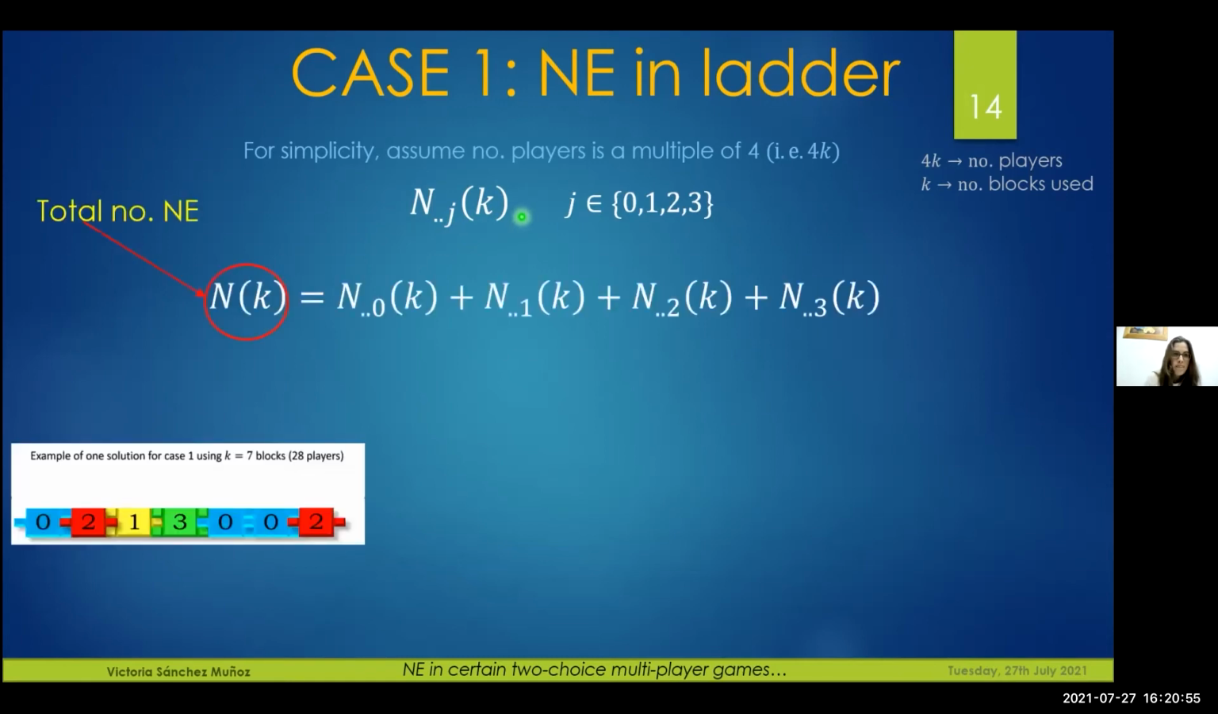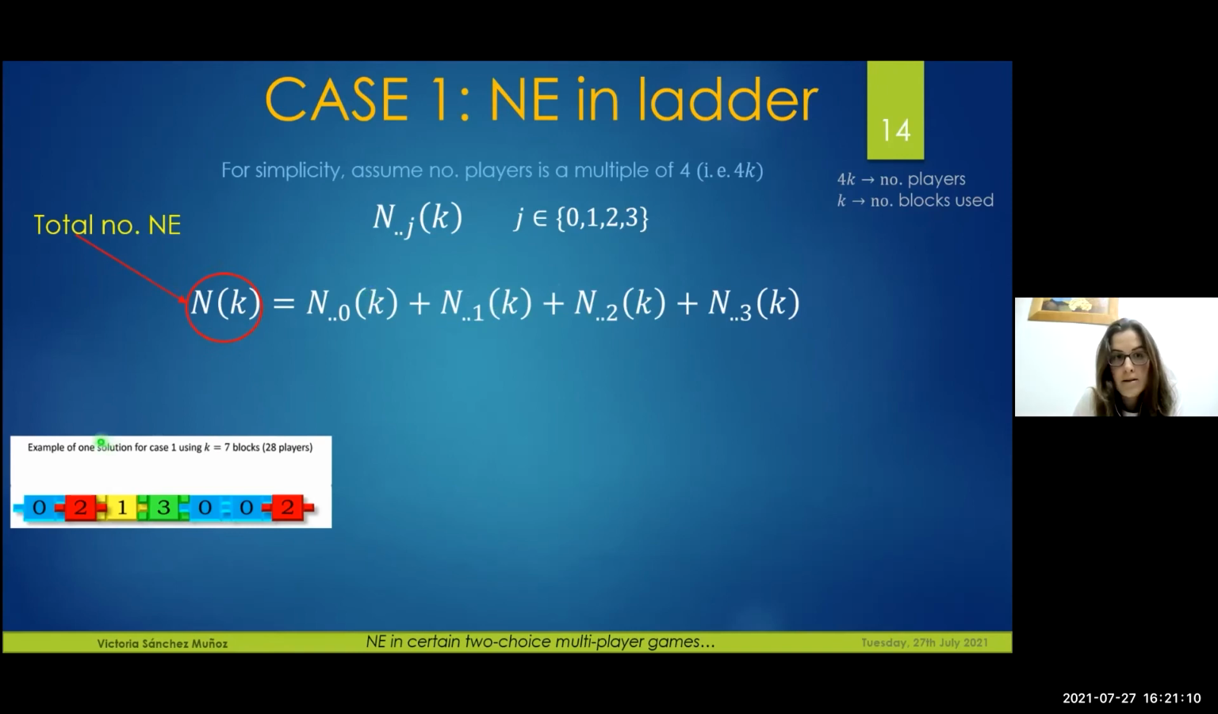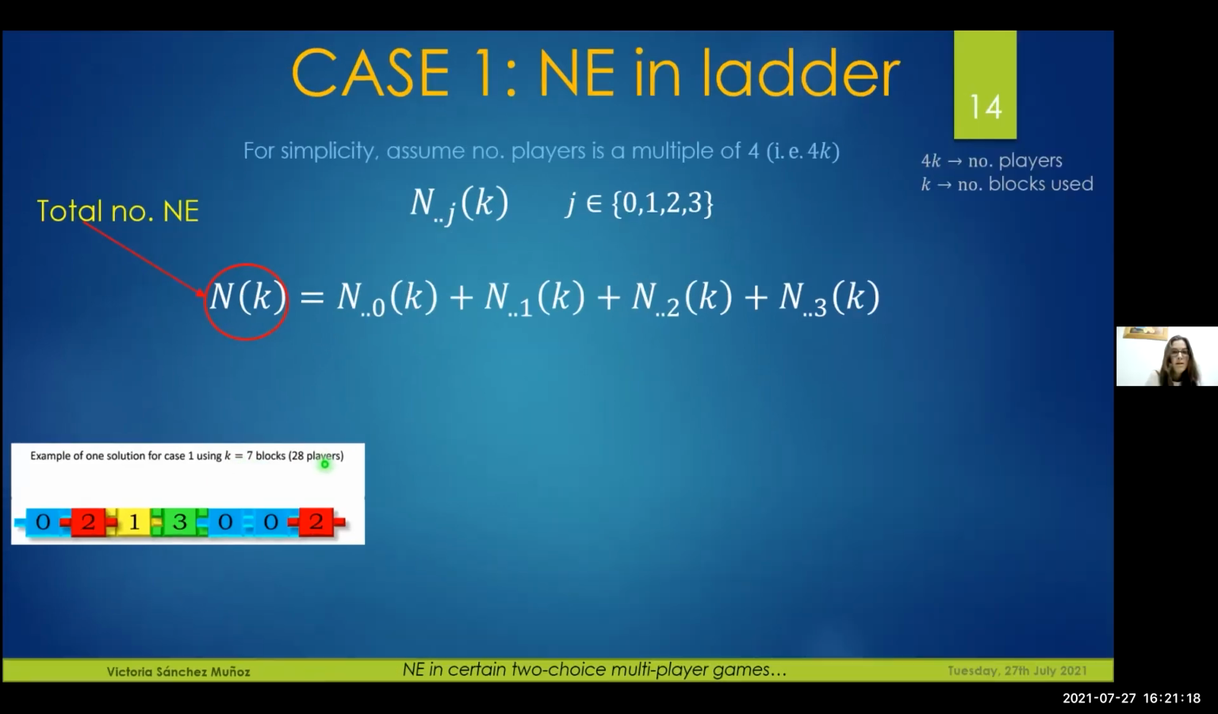So obviously, the total number of Nash equilibria using K blocks is the sum of all the sequences that end in block 0, in block 1, in block 2, and in block 3, using K blocks. So here is the picture that I just showed you. Here, K would be seven blocks, 28 players. So yeah, the total number is just adding every possible combination.